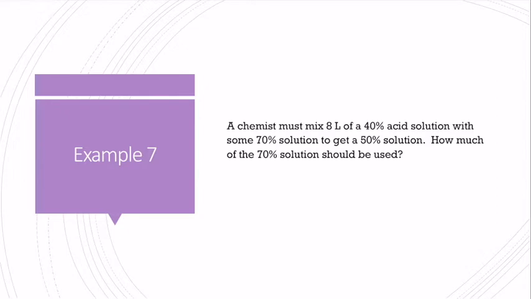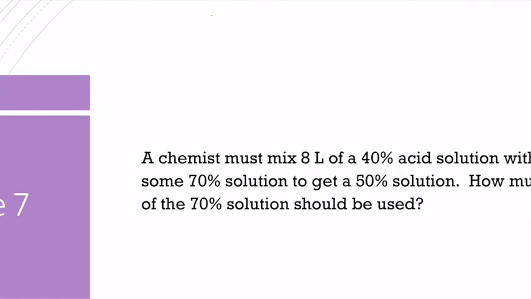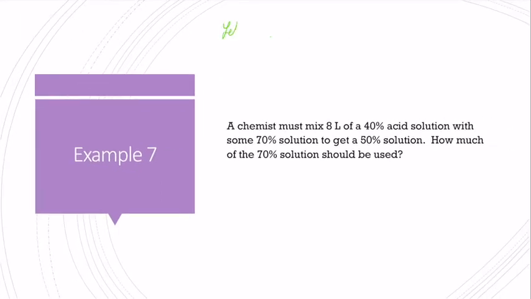Let's go ahead and make a table. Let's go ahead and let x be the amount of 70% solution needed, right? That's what we're trying to find. How much of the 70% solution should be used?